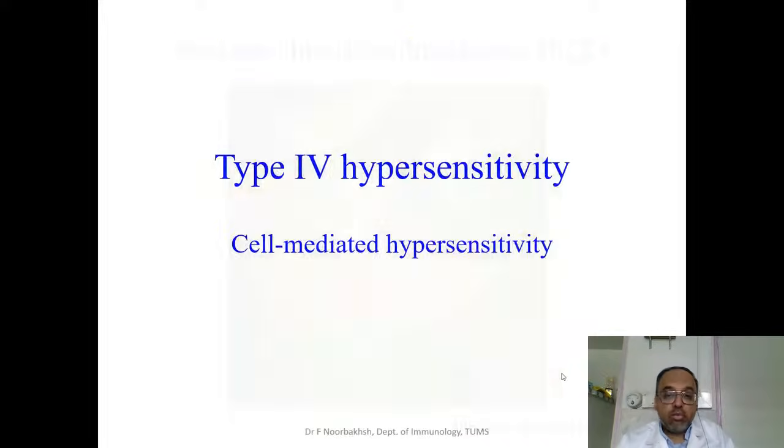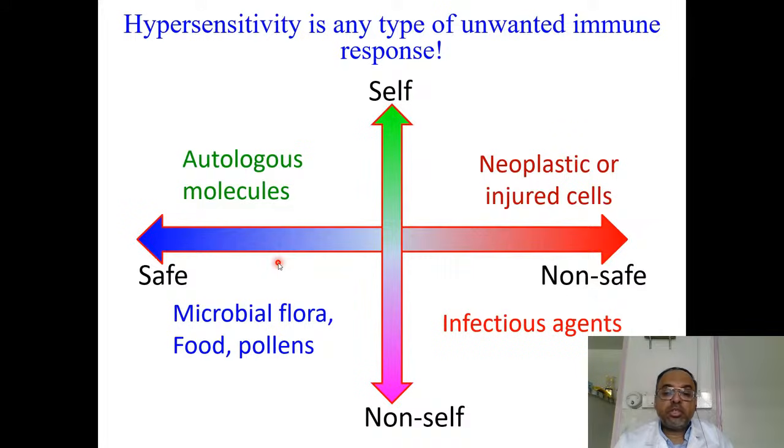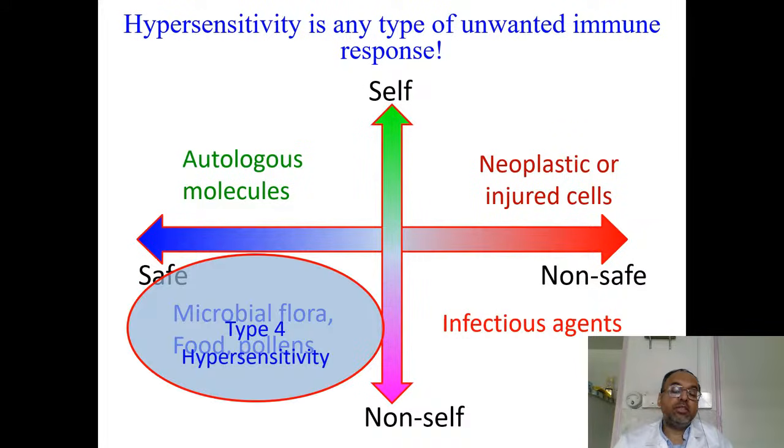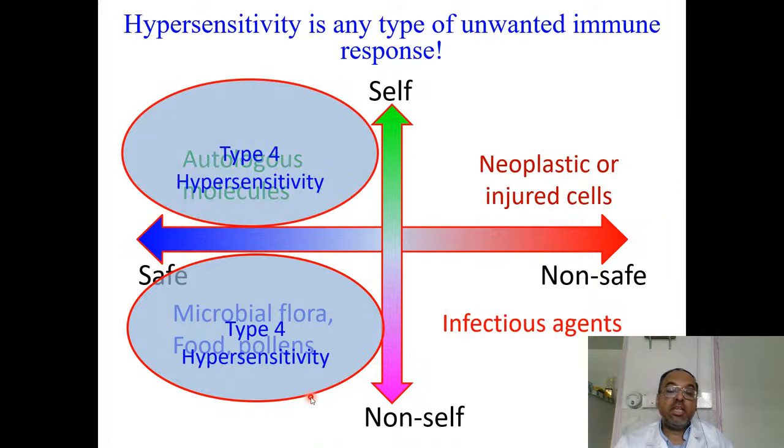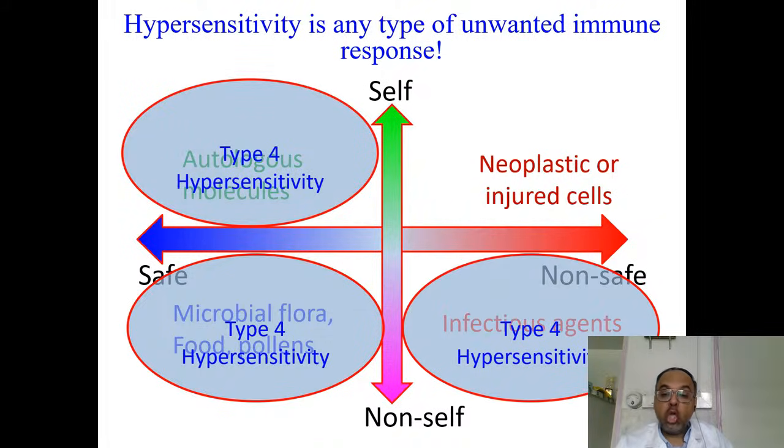All right, I didn't give you a break because we're close to the end of the class. So type 4 hypersensitivity, unlike the previous hypersensitivities, which were caused by antibodies, these are caused by T cells. And for this reason, these are called cell-mediated hypersensitivity. This type of hypersensitivity could be present against safe non-self antigens. It can be part of an autoimmune process, or it can be part of an infectious disease.